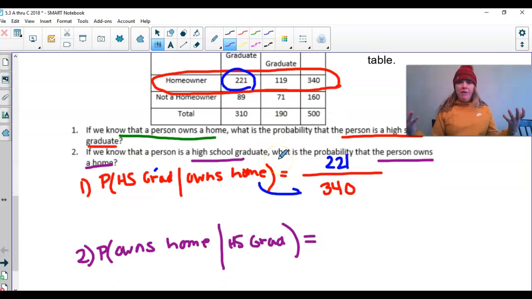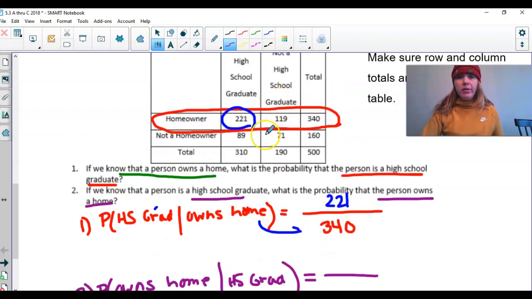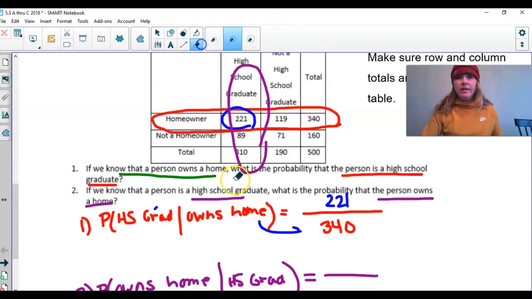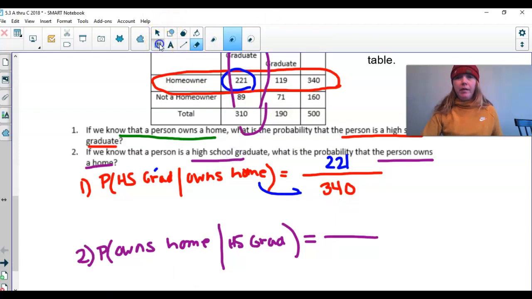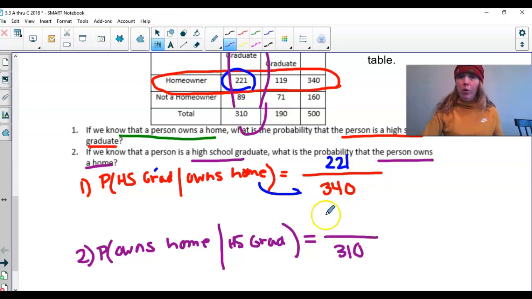You can imagine we have 500 people in the room. We take all of our high school graduates and put their names in a hat. How many high school graduates do we have? We have 310. Sorry, I went over it a little bit. In the numerator now, we need people who own a home and are high school graduates. That is right here, 221 out of 310.